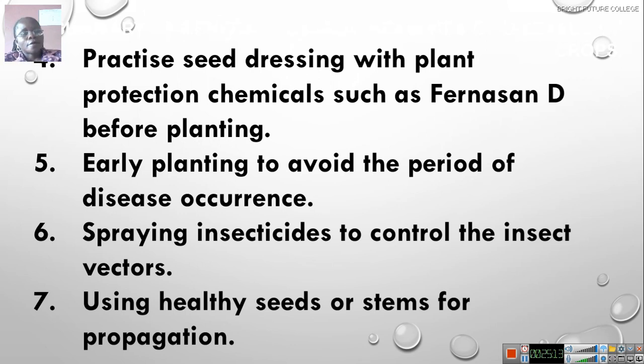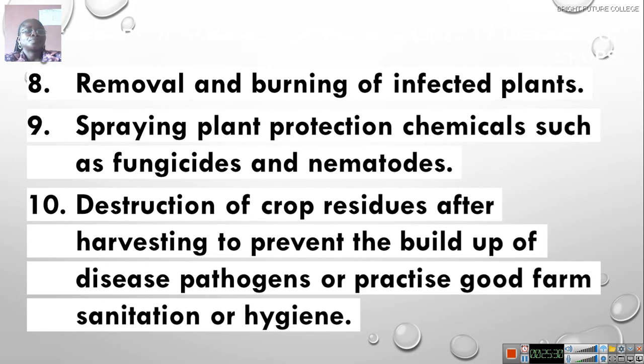Okay. Number 7, using healthy seeds or stems for propagation. For cultivating, you use the seed or the stem that is healthy. That method is a cultural control measure. Number 8, removal or burning of infected plants. That is another control measure.